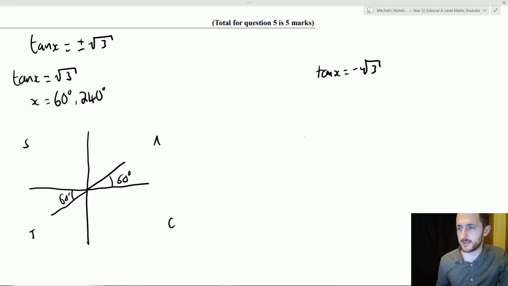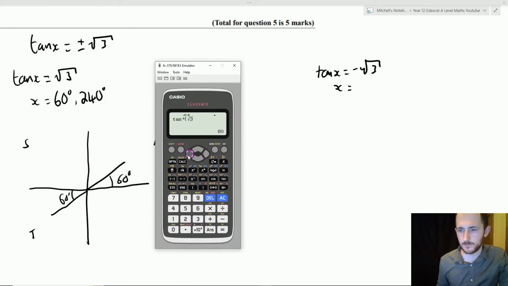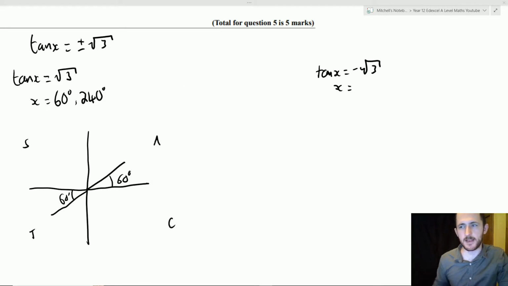Now with minus root 3, we get minus 60. So you can probably guess what our answers are going to be, but we don't need to because we're very intelligent.